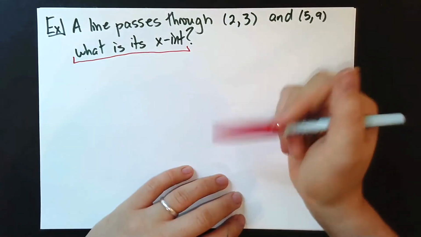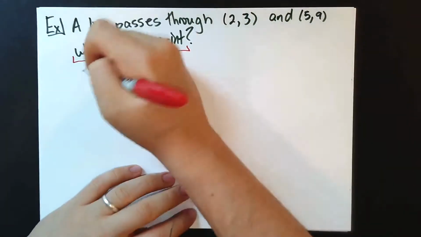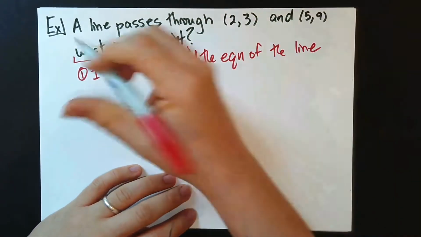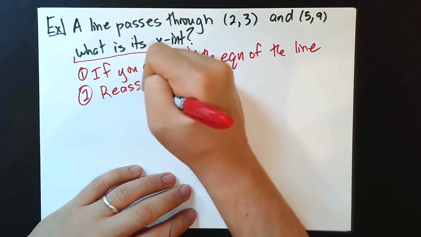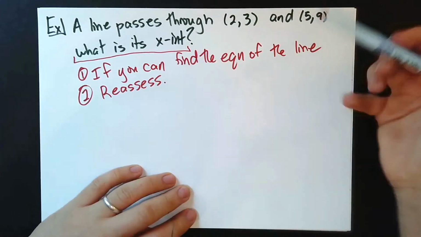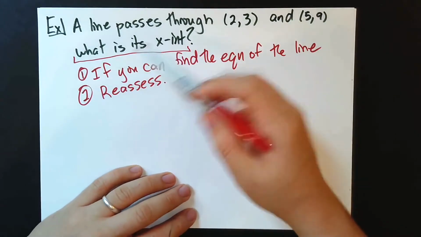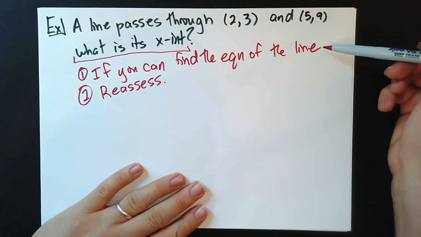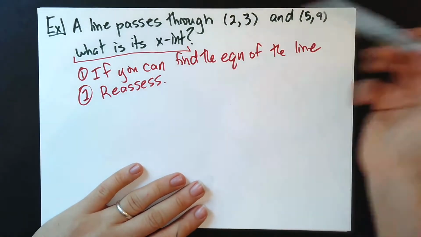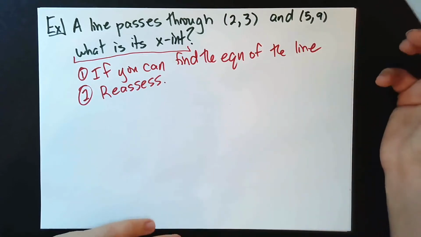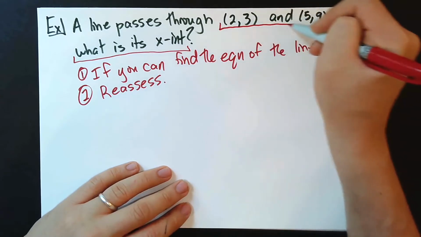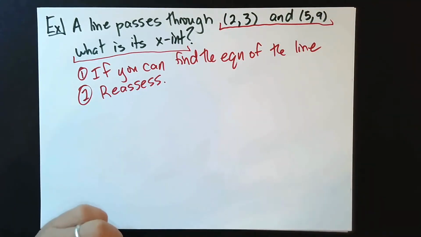But generally, any question that asks you something about a line, the first thing you want to do, if you can, is find the equation of the line. And then reassess. And the hope is, of course, that once you've found the equation of the line, you can look at what's going on and figure out how to do it. But in the worst case, you find the equation of the line, and then you can at least get partial credit for getting part of the way through what the question asked. Okay, so in particular, what we want to do is find the equation of the line that goes through (2, 3) and (5, 9).